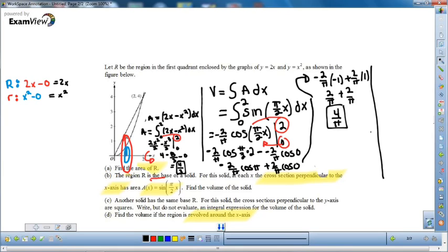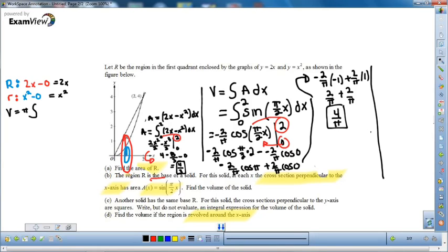So big R, I'm going to move this just a little bit so we can see the washer here. Alright, so here's big R. Big R is the top minus the bottom, so it's going to be 2x minus 0. Little r is the small radius. So the radius is going to be the top, which is x squared, minus the bottom.